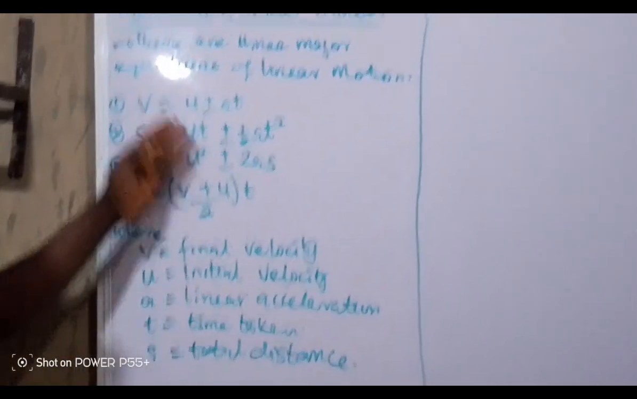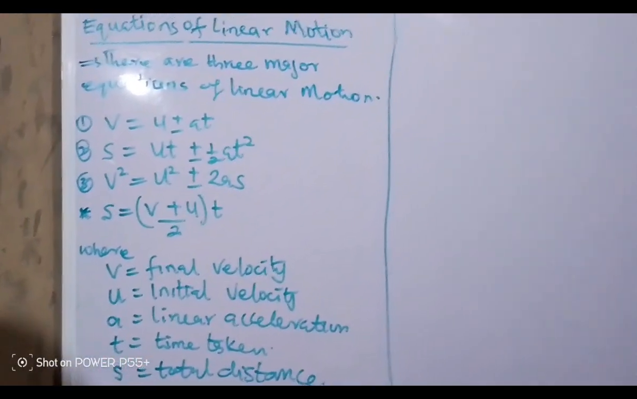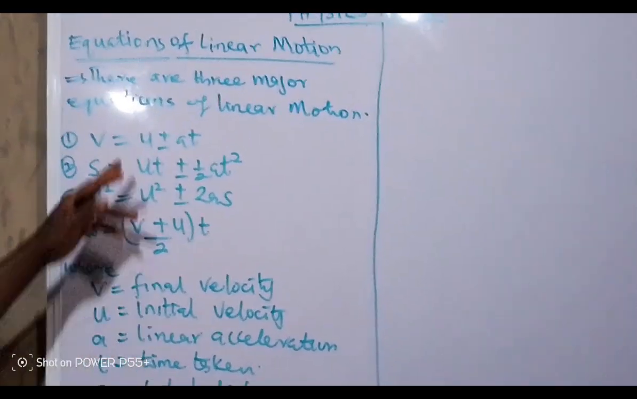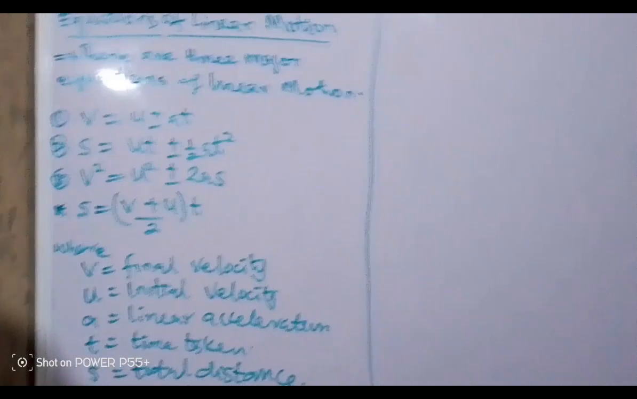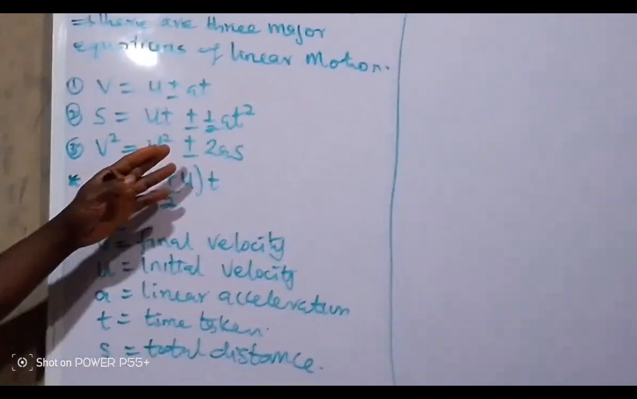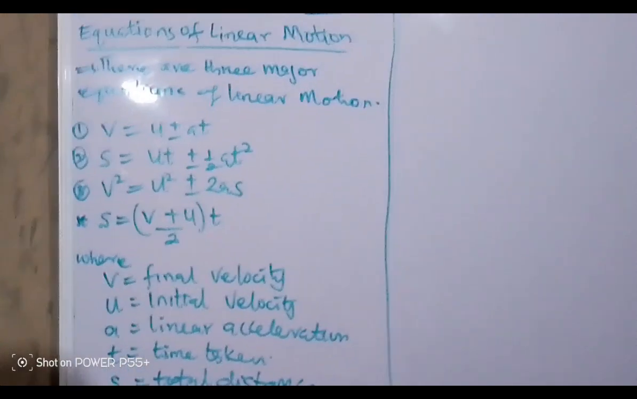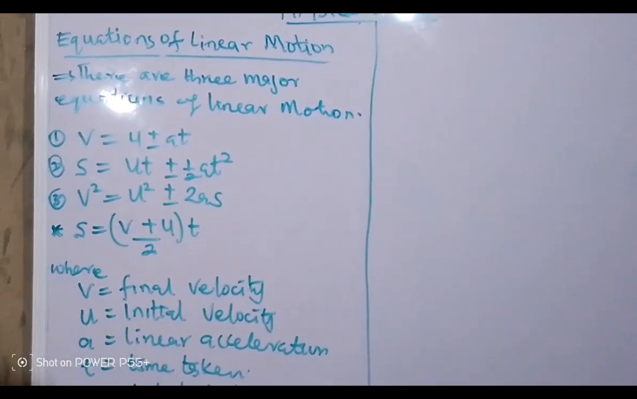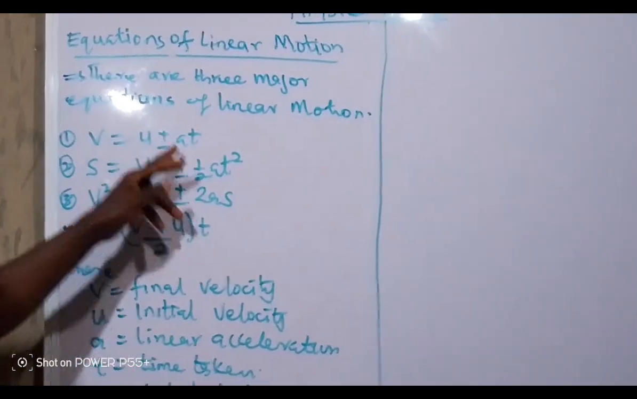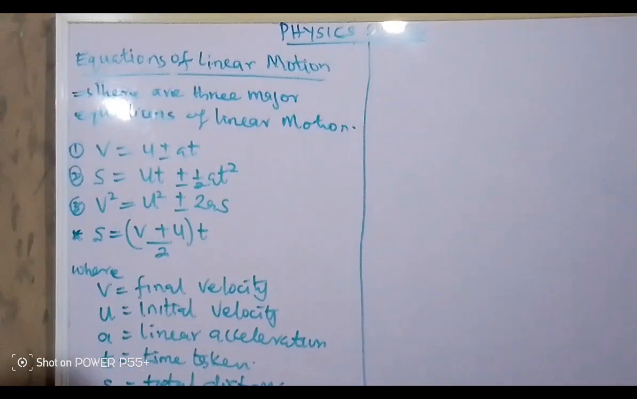Now, as I said, don't be surprised that I say plus or minus AT. Under this one, the determiner is this A. And don't forget, we have positive A, which is acceleration, and we have negative A, which is deceleration.